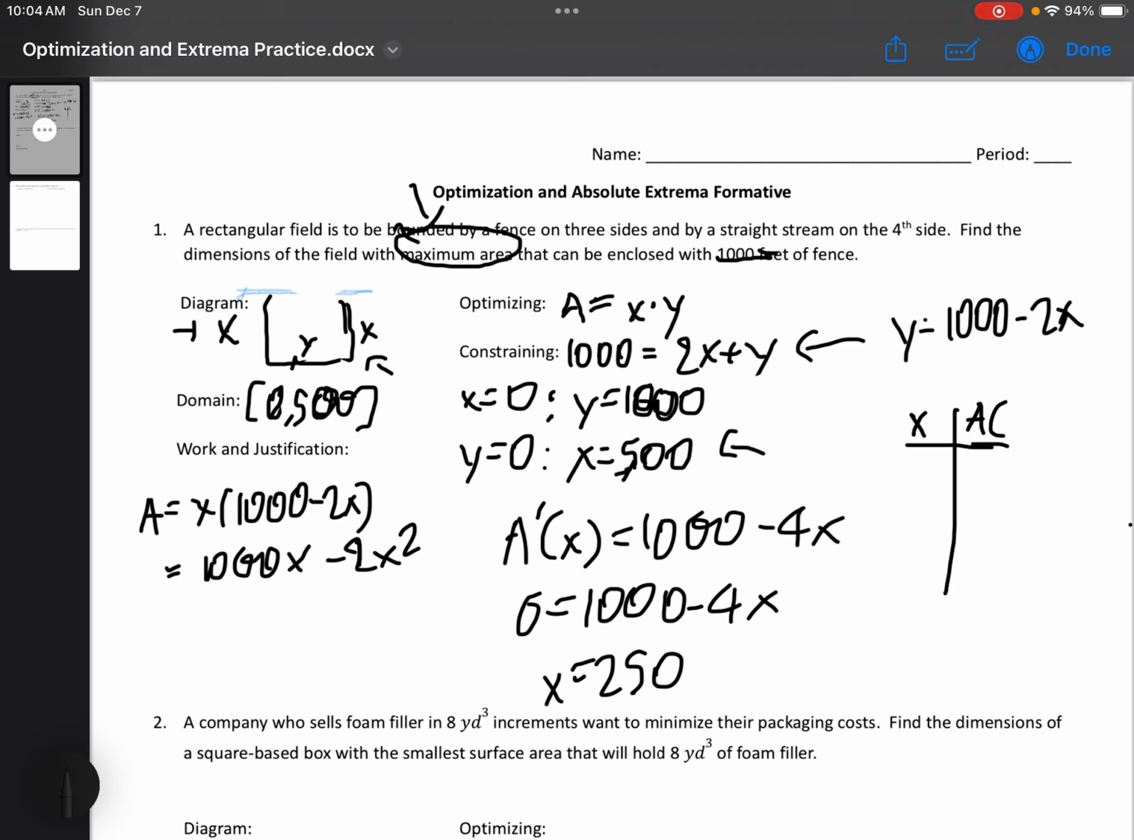and make sure to do the candidates test on the actual area function. We include endpoints, so 0, the critical value 250, and 500, which is the other endpoint, and we find A of x. 0 and 500 would give zeros, and for 250, if x is 250, you would put that back into the constraining equation. So you'd get 1,000 is equal to 500 plus y, so y is equal to 500, and then you would just multiply these two, which would be 125,000.